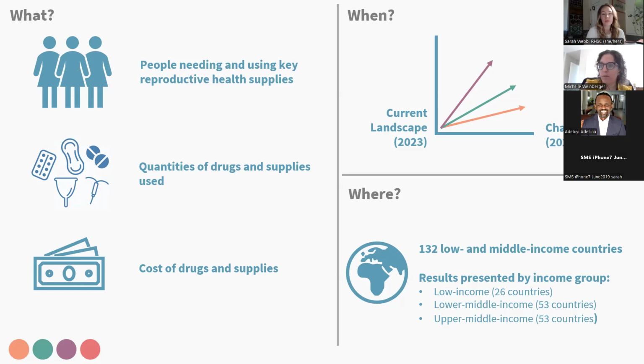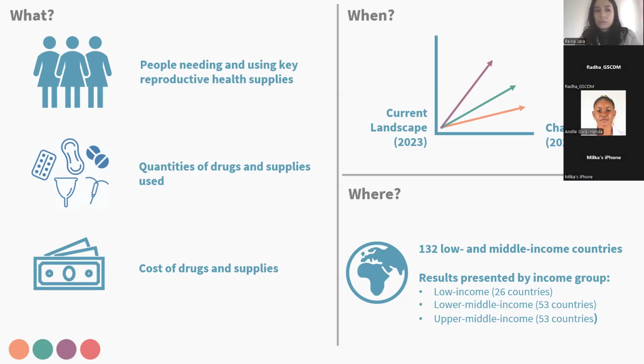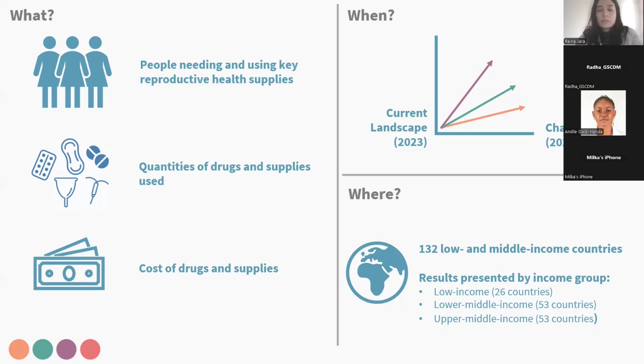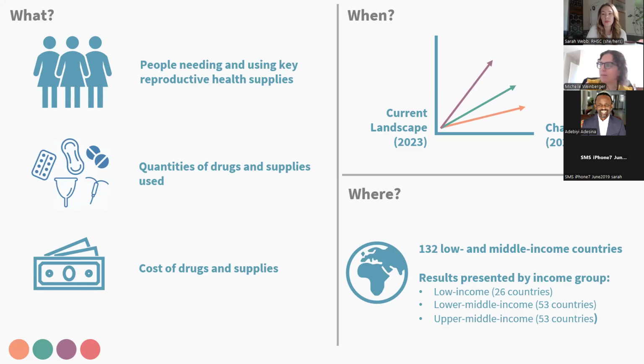We cover 132 low and middle income countries. The analysis is presented by individual country, by region, and then we have a whole section of the report where we're really looking at differences across income groups. So that's low income, lower middle income, and upper middle income countries. So when we dive into the report today, we'll take a little bit more of a look into those different ways of slicing and dicing the data.